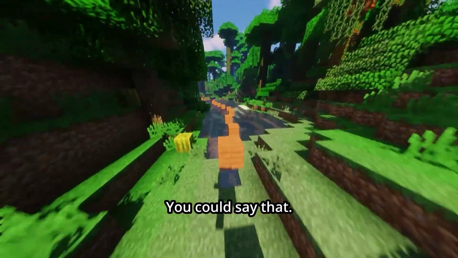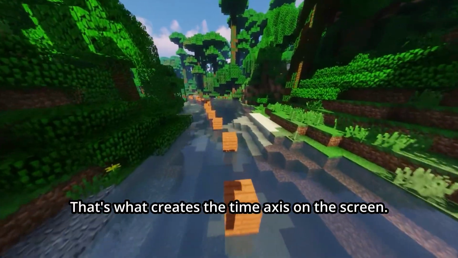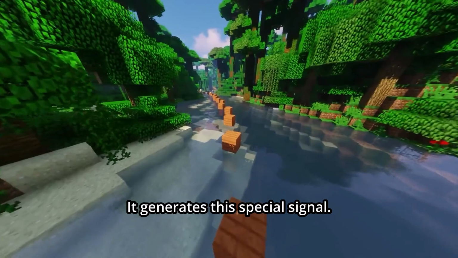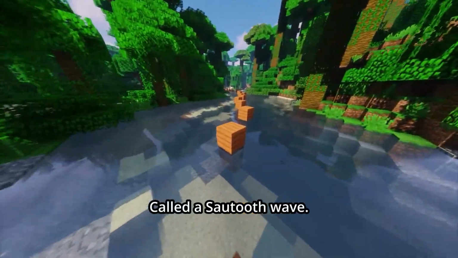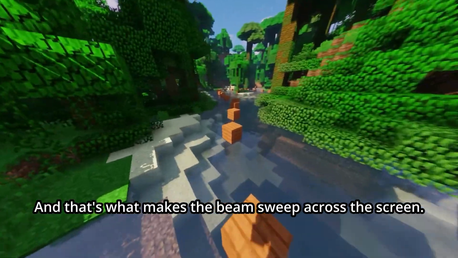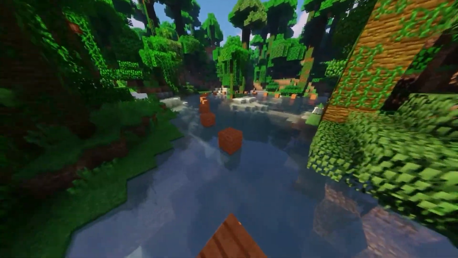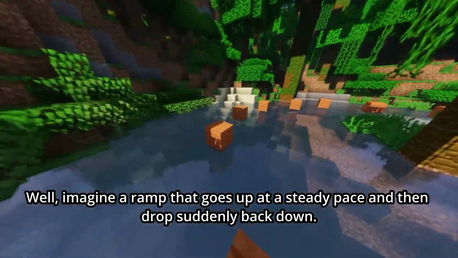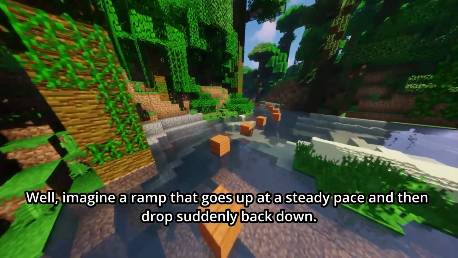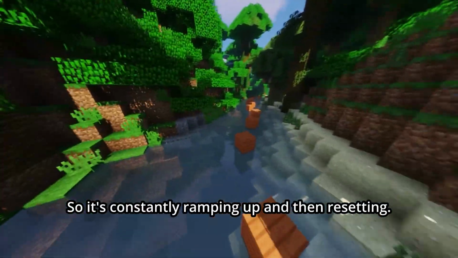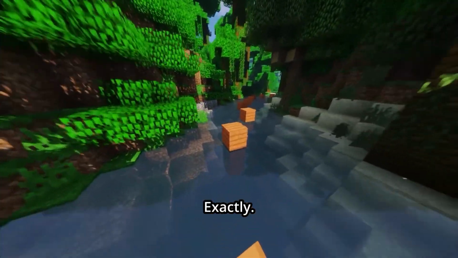You could say that. That's what creates the time axis on the screen. It generates this special signal called a sawtooth wave, and that's what makes the beam sweep across the screen. Imagine a ramp that goes up at a steady pace and then drops suddenly back down, and then it repeats. So it's constantly ramping up and then resetting. Exactly.